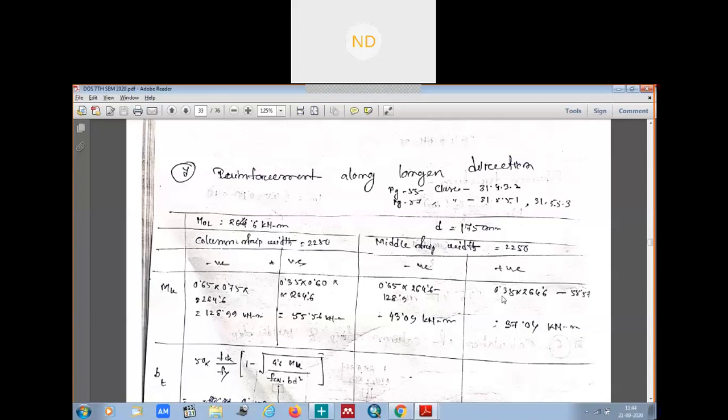Now again for the positive moment, similarly 0.35, but 0.60 we have already designed so that our positive moment resists this much. So we have subtracted this for the positive moment, since 60% of the positive moment is already distributed. After subtracting, we get 37.04 kilonewton meter.